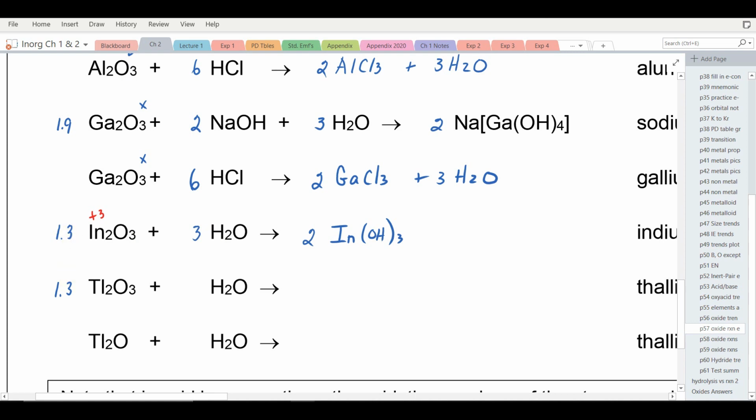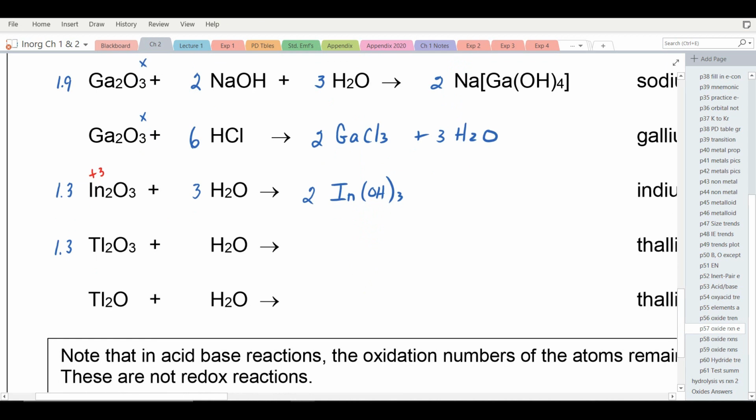Thallium has the same electronegativity as indium, so again it's somewhat basic. It'll form thallium hydroxide. This is thallium +3. This is thallium +1. So thallium(III) oxide will produce thallium(III) hydroxide. It will look like this.